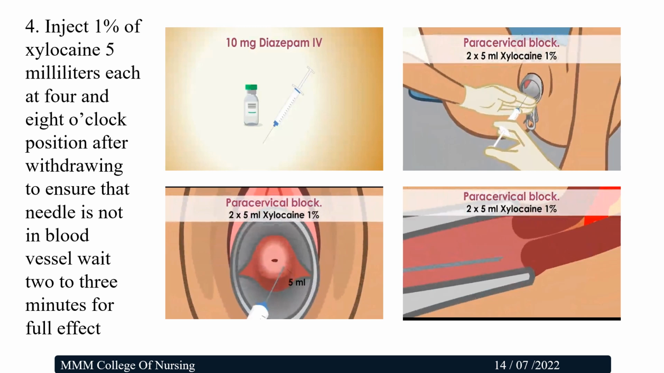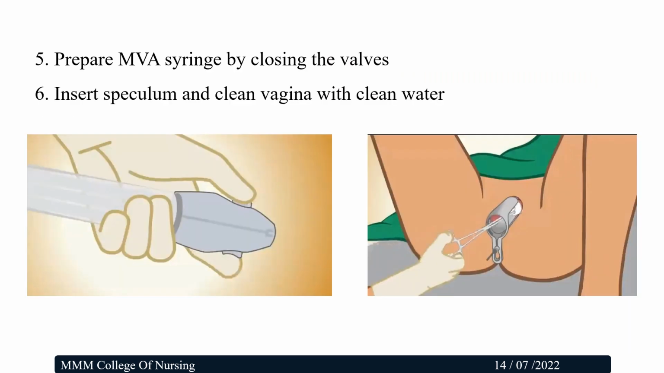Next, you have to do the paracervical block. How do you do it? Inject 1% xylocaine, 5 milliliters each at the 4 and 8 o'clock positions, after withdrawing to ensure that the needle is not in a blood vessel. Wait 2 to 3 minutes for full effect. As you can see in the picture, you give 5 ml of 1% xylocaine in the paracervical area. Insert the speculum, feel for the lip of the cervix, insert the needle and withdraw to confirm it is not in a blood vessel, then inject the xylocaine and wait 2 to 3 minutes for full effect.